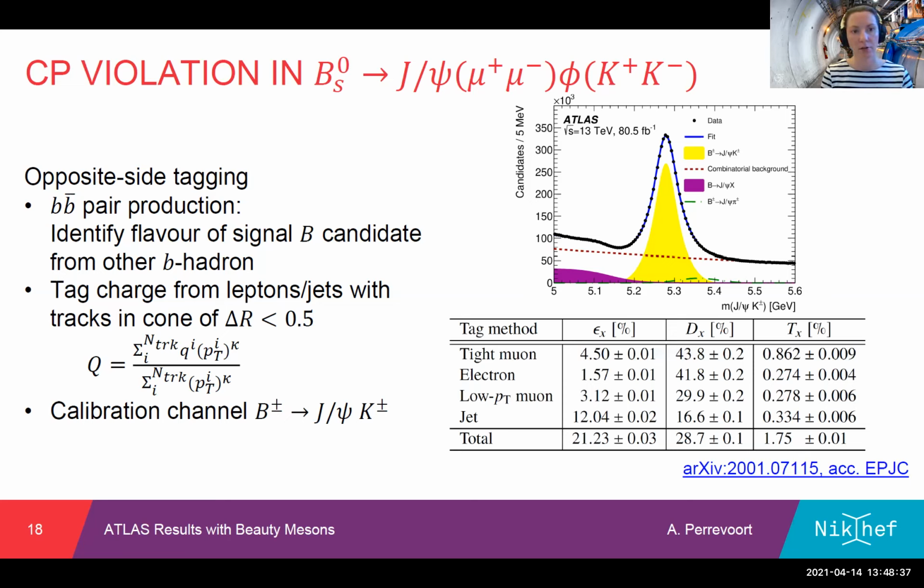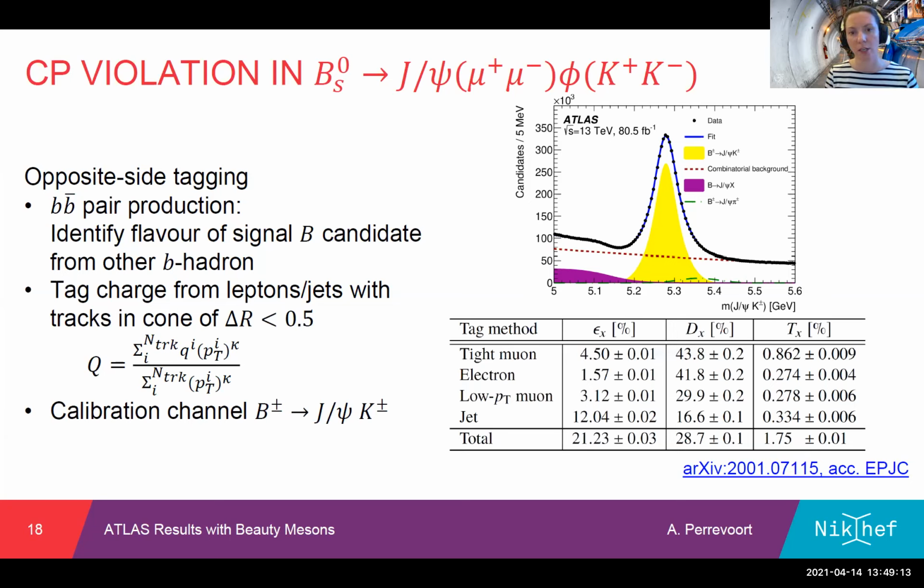And this variable is then used to give a probability of how likely it was a B or B bar. We calibrate this with the self-tagging channel B plus minus to J psi K plus minus, because the charge of the kaon actually gives us directly the result of whether it was a B plus or a B minus. The calibration channel is shown in the upper plot. It is also very well understood and very abundant.